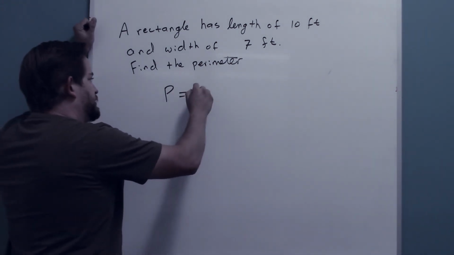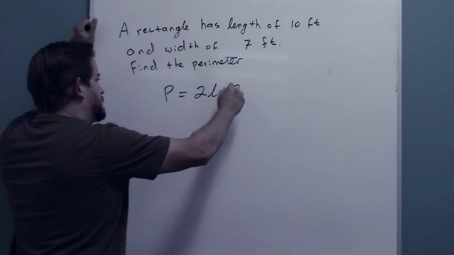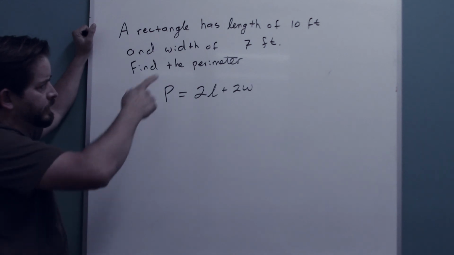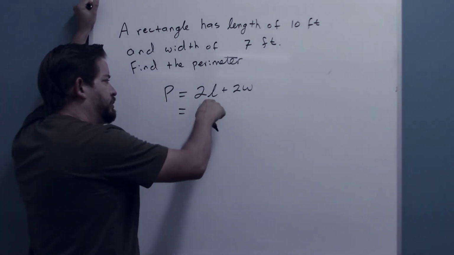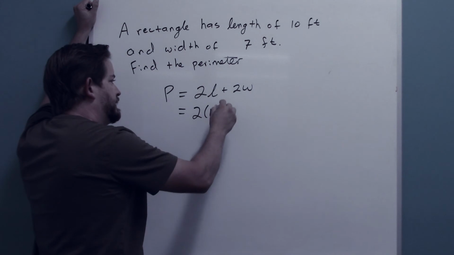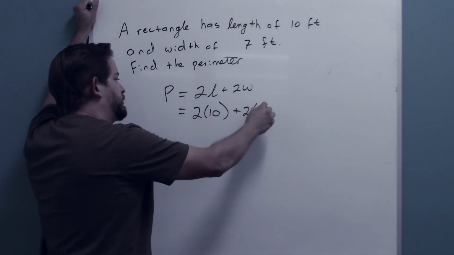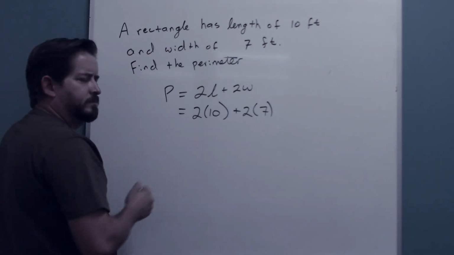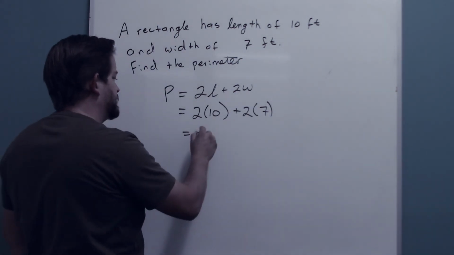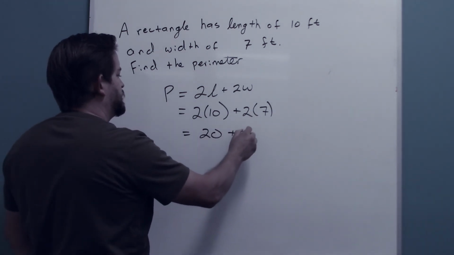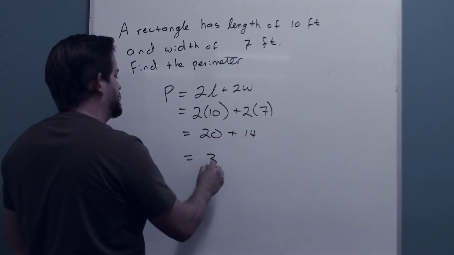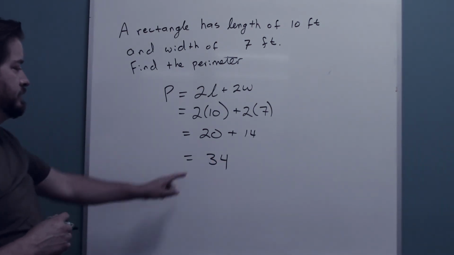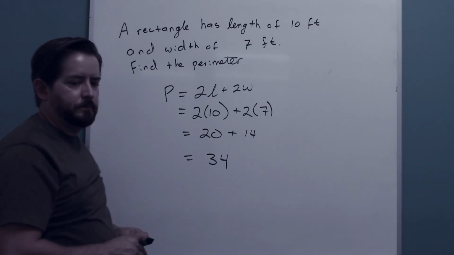The perimeter is equal to 2L plus 2W, or 2W plus 2L, it doesn't matter, right? I know the length is 10 feet, so that is to say replace the L with a 10. And I know the width is 7 feet, so I'm going to replace the W with a 7, right? And I can then just pop this number out. 2 times 10 is 20, 2 sevens is 14, and if I add the two together, 34. So the perimeter of this rectangle is 34, and I have it, right?